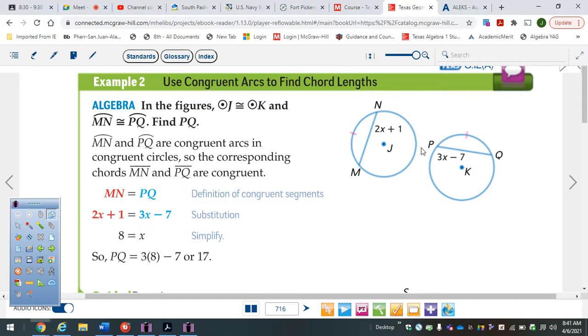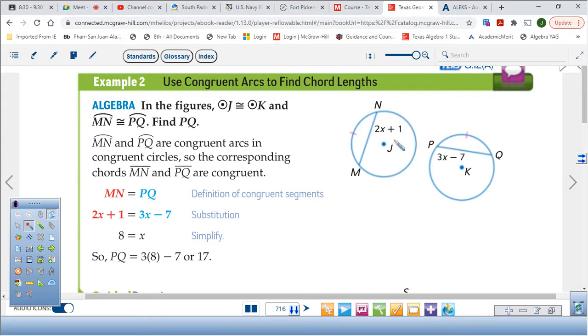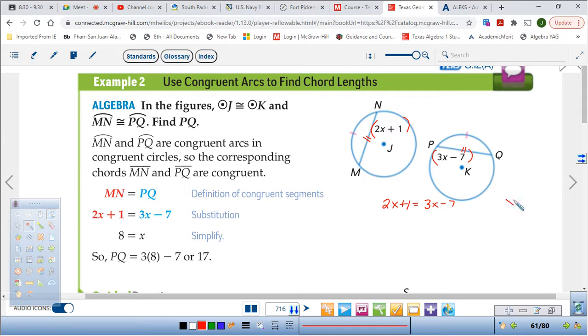Find PQ. So you got to look at what's going on here. They didn't give you numbers to work with. They gave you an algebra expression. Since I know that arc is congruent to that arc, this chord happens to be congruent to this chord. Since those are congruent circles, and the arcs are congruent, these chords are congruent. Now we're going to say 2x plus 1 is equal to 3x minus 7, and solve for x. We need to know what x is so we can plug it into this one right here to figure out what PQ is.